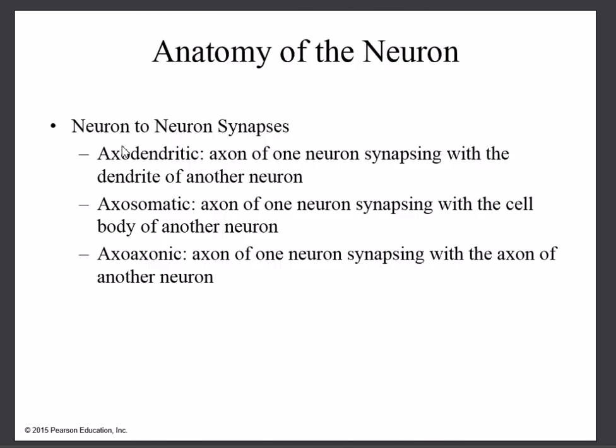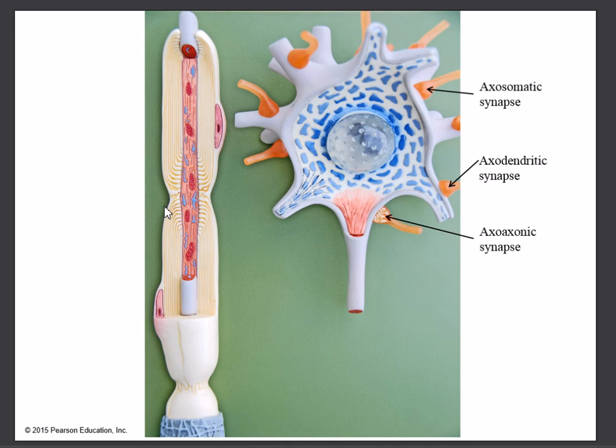The second possibility, if an axon synapses with the cell body, that would be an axosomatic. So if you take a look over here, here's the axon of the other neuron synapsing with the cell body right here. That would be axosomatic. This looks like it would be another one too. This is kind of going to the side of the body. So this would be an axosomatic synapse.